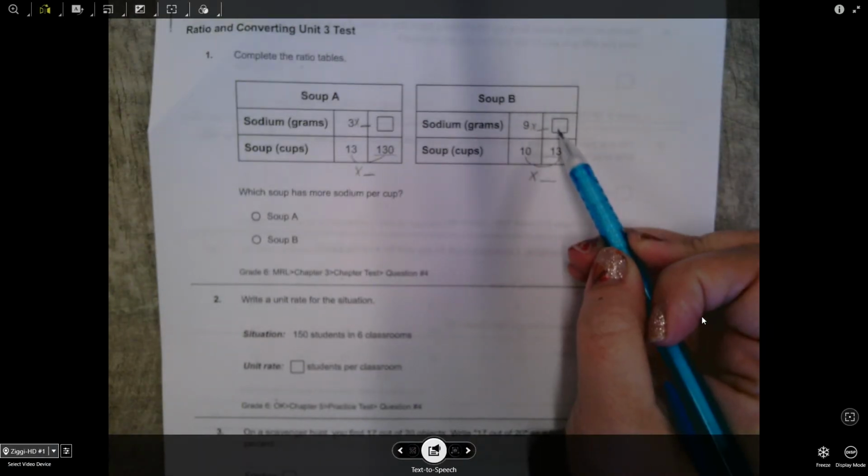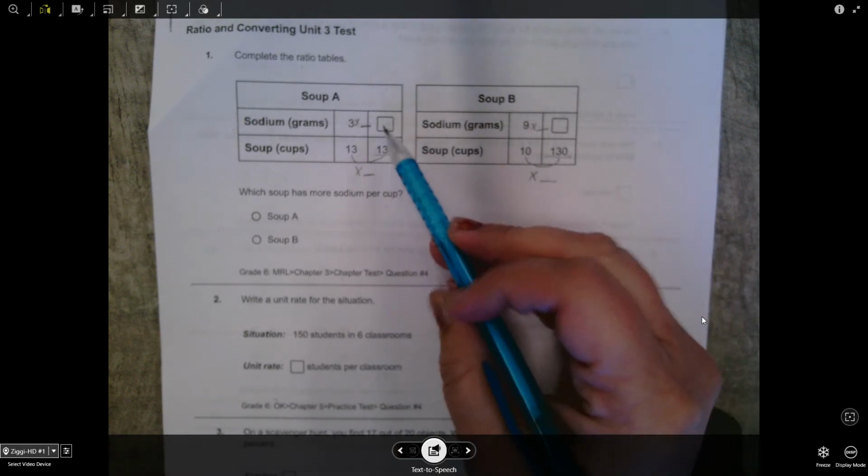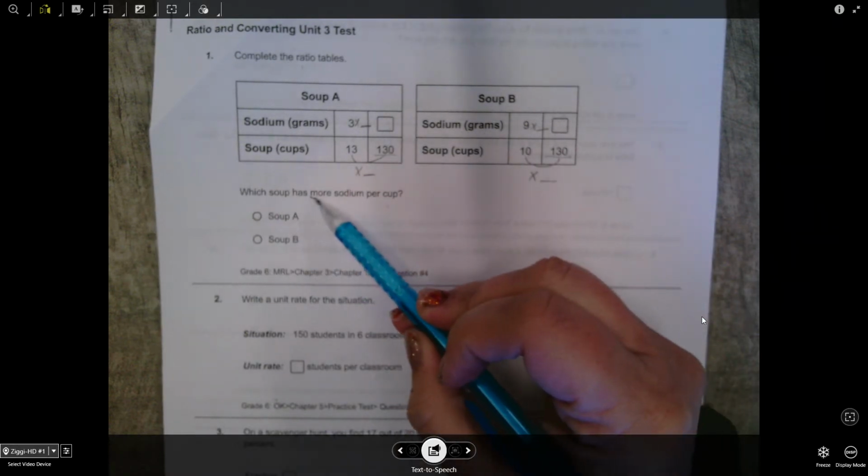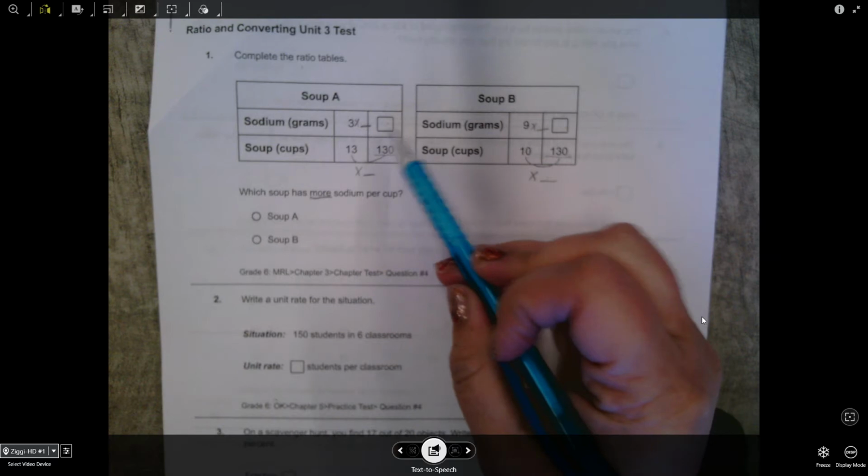Then you're going to compare your boxes. Which cup has more sodium? So which number shows more sodium? Okay.